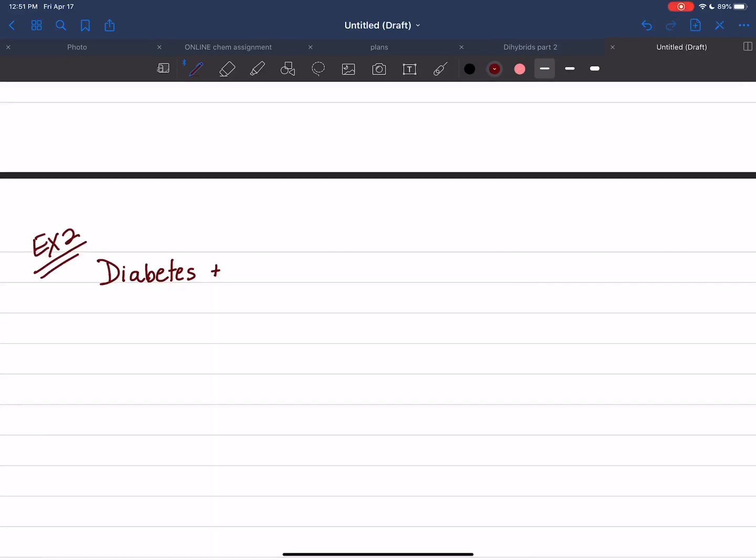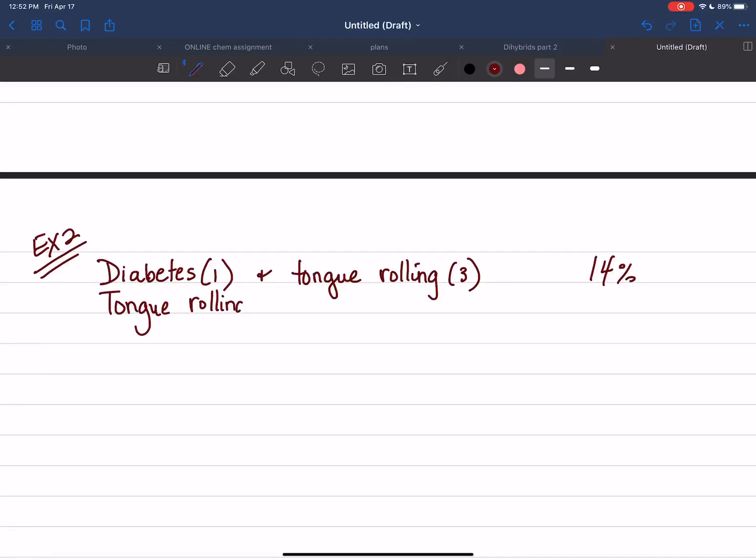And I'm going to give these genes numbers so it'll make it easier for you to make a numerical response out of it. I'm going to say tongue rolling, so the ability to roll your tongue. These are 14% crossover frequency, or tongue rolling, which in our numerical response we said was number 3.